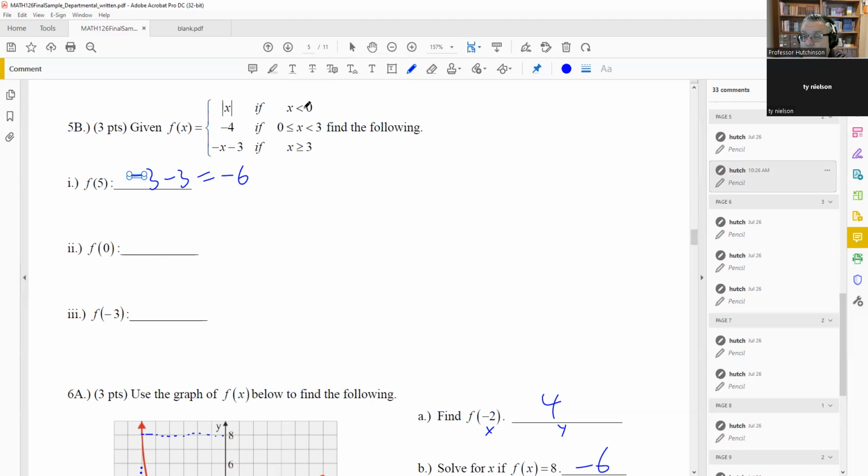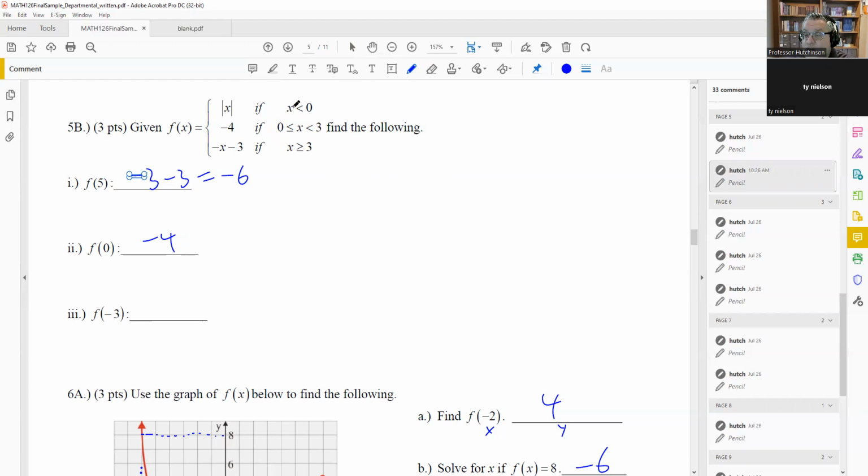Okay, now the 0 is not included on the first one because we have less than 0, but not the equals. However, it is included on the middle equation. So 0 is included there. So in this case, there's nothing to plug in. It just says that if I have an x value between 0 and 3 with 0 included, my answer is just going to be -4. So there's nothing to work out there. There's nothing to plug in. It just says automatically your answer is -4 as long as your x is between 0 and 3.